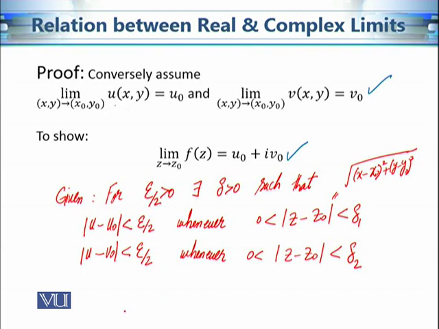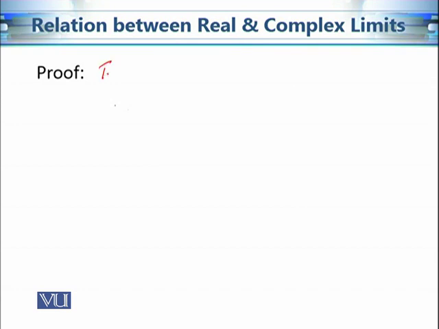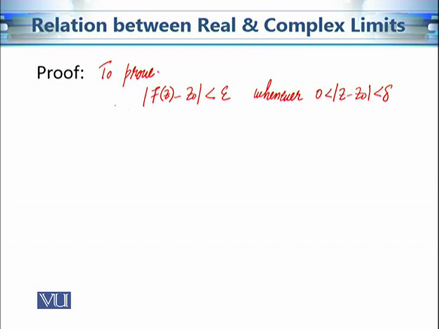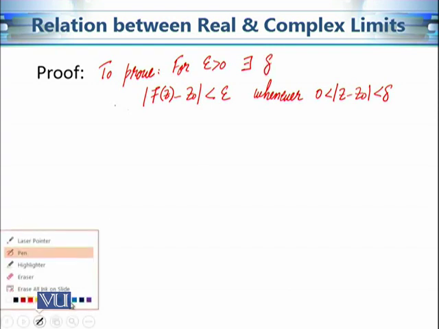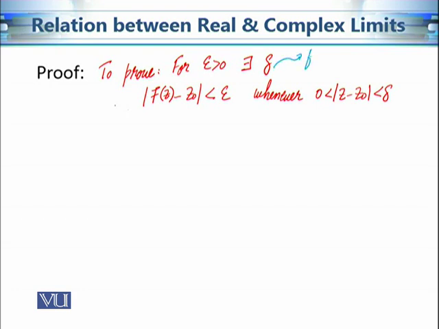Now, given these statements, we want to prove the following thing: to prove that the distance between f of z and the limit is less than epsilon whenever the distance between z and z naught is less than delta, greater than 0. So to prove, for epsilon greater than 0, there exists delta. In other words, we need to find delta, which is of course a function of epsilon. In other words, it depends on the epsilon.